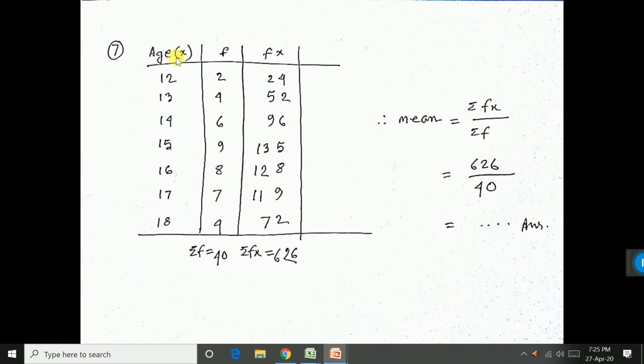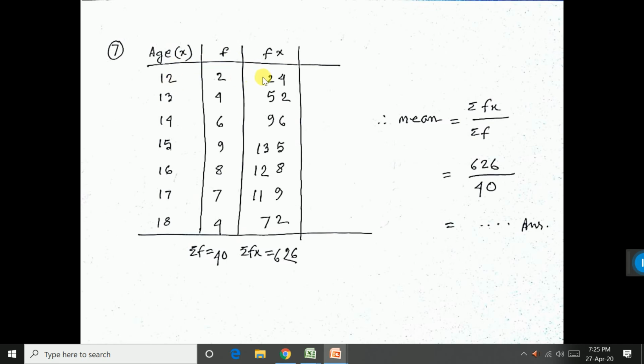Now another sum. These are the x values, and frequency is given. This 12 has corresponding frequency 2, like this frequencies are given. Then we have to find one column fx. This x into f. These values I consider x and frequency this. So x into f, that is fx, we have to find.